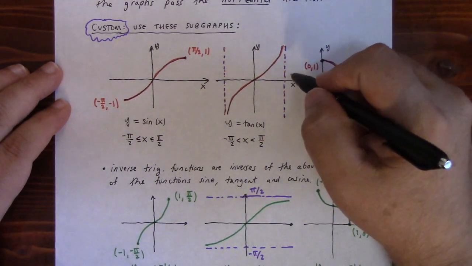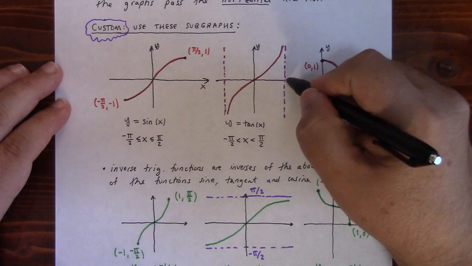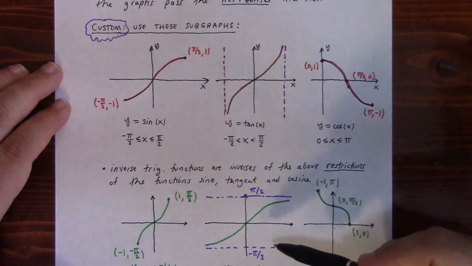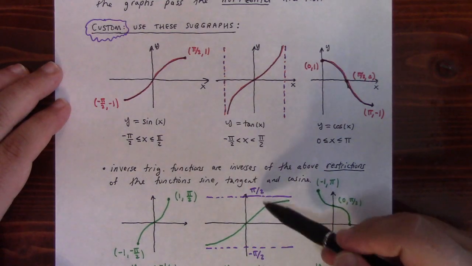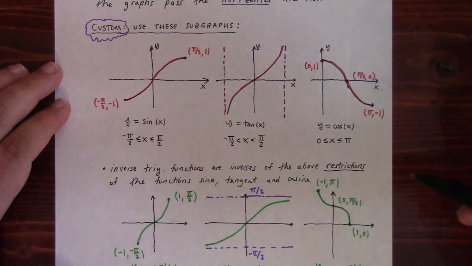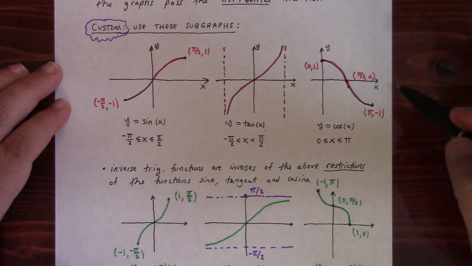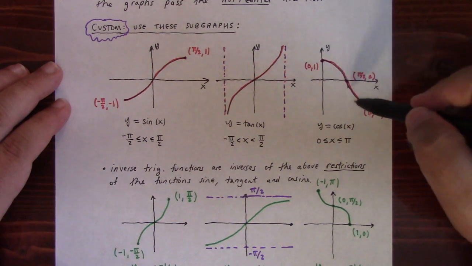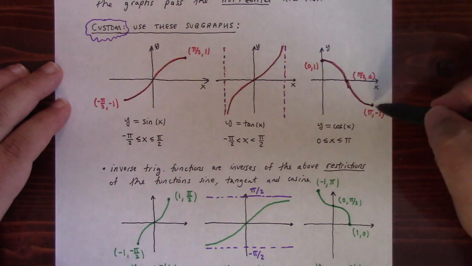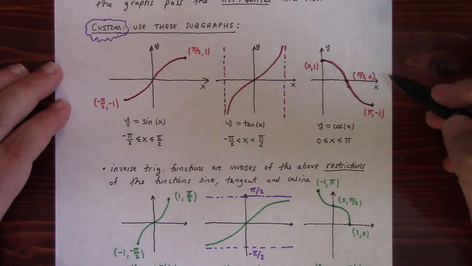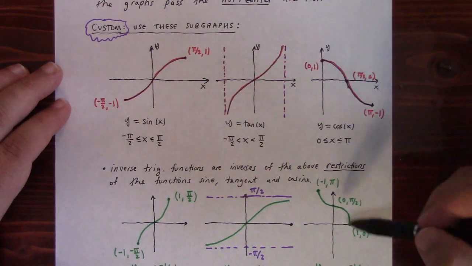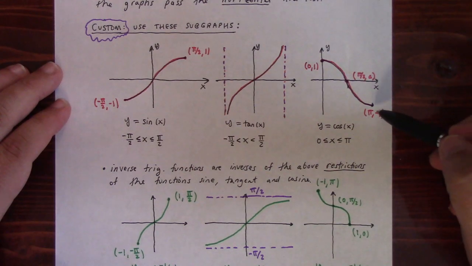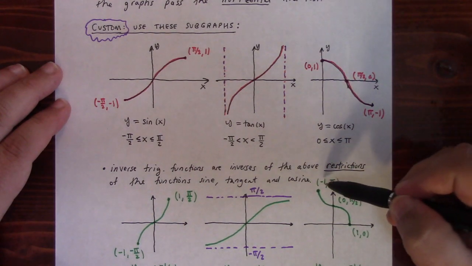You had vertical asymptotes at pi over 2 and minus pi over 2. For the graph of the inverse tangent, you have horizontal asymptotes at plus or minus pi over 2. And cosine, well, cosine is going from 0, 1 to pi, minus 1. So inverse cosine is flippity-floppity. 0, 1 becomes 1, 0. Pi, minus 1 becomes minus 1, pi.